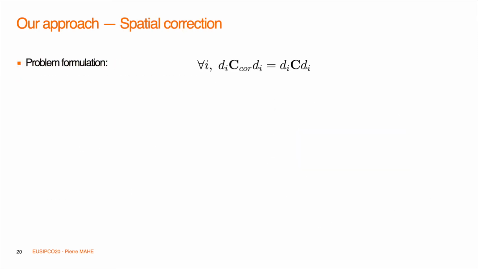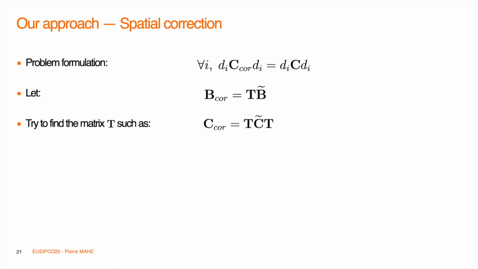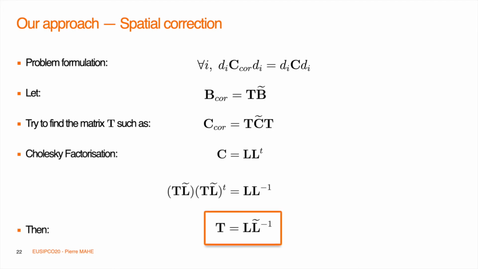The second step of our approach is to find the transformation matrix to correct the power map. The problem can be formulated as follows. For any direction, the corrected covariance matrix has to be the same as the original covariance matrix. For that, we need to find a transformation matrix T. With Cholesky factorization, it's possible to decompose both covariance matrices into two L matrices. Because L matrices are triangular, T is triangular too. Only the 10 values of the T matrix are enough to correct the power map.